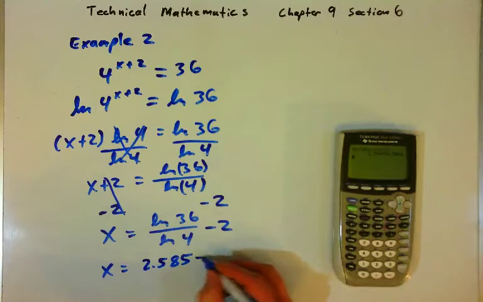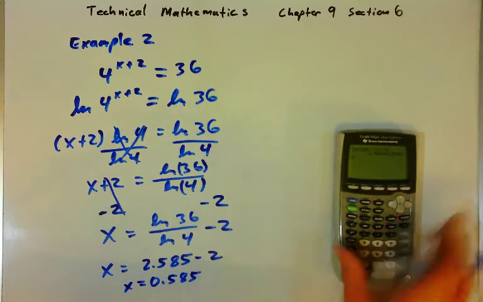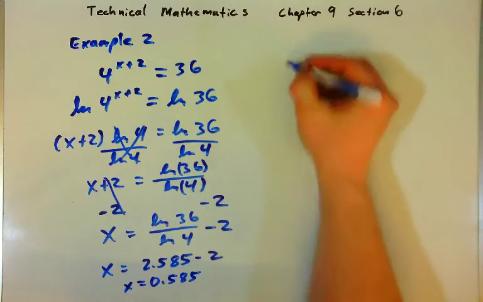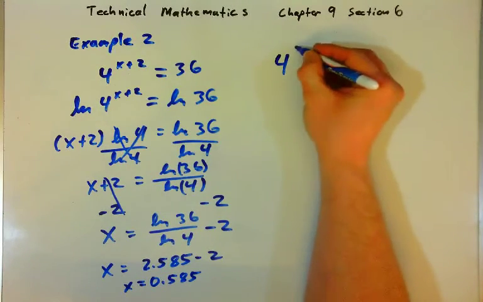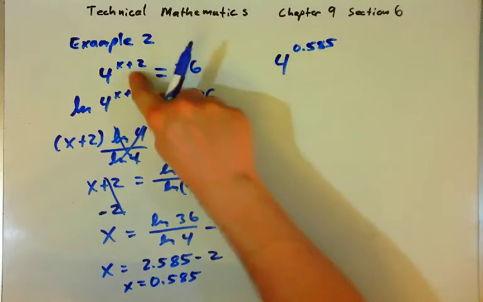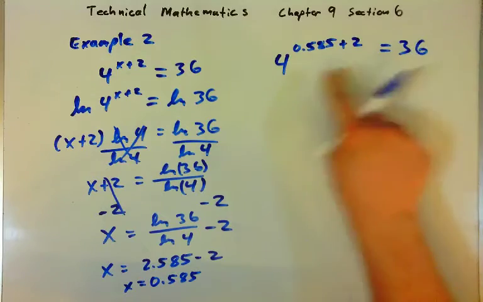2.585. And I still need to subtract 2. And so when I subtract 2, we will get x is equal to 0.585. Now it's always a good idea to check your answer. We should plug this back in for x. So 4 to the 0.585, which is x, plus 2 should be equal to 36.